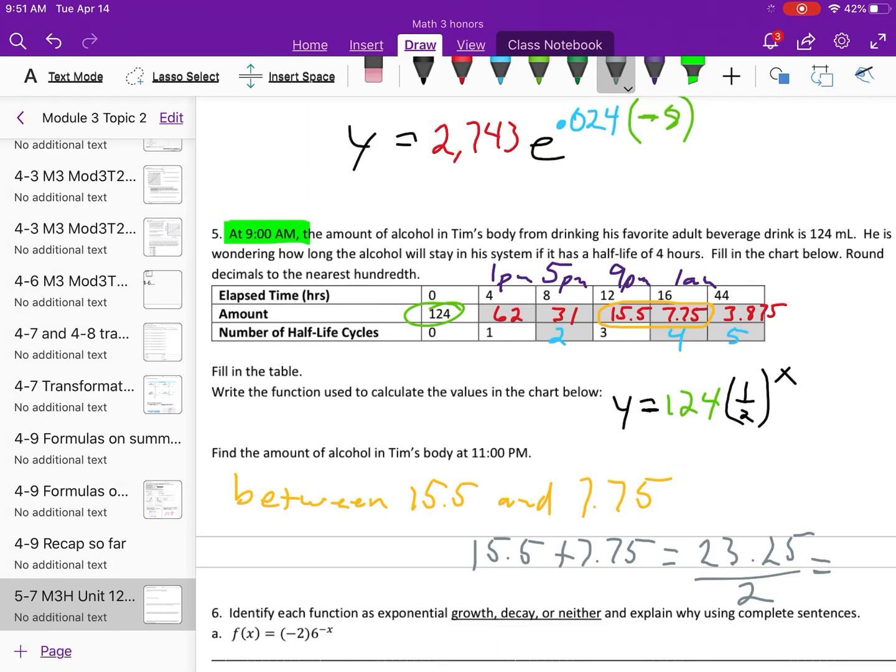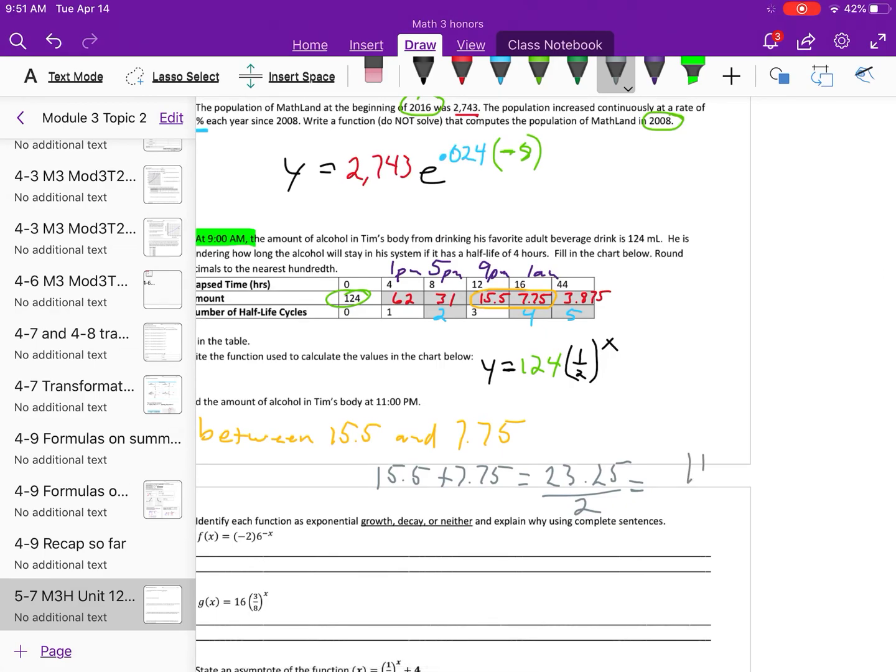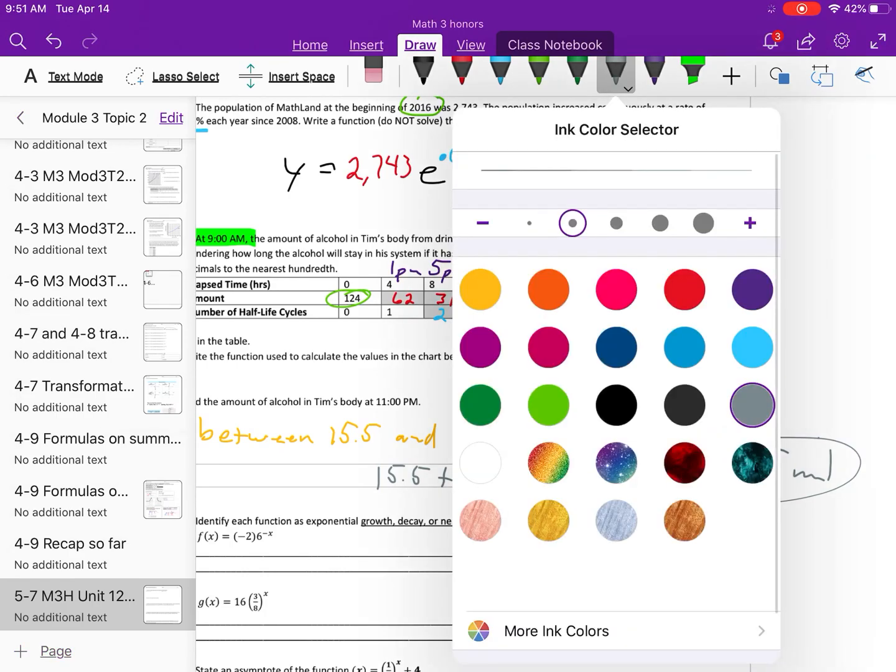The reason I'm finding the direct center is because I know 11 p.m. is directly in between 9 p.m. and 1 a.m. If it had asked for 10 p.m., it would have been a little bit harder, because that's not directly in half. So just know that this is a different way, and that's why we didn't go over it in class. I'm going to divide this number by 2 and get 11.625 milliliters.